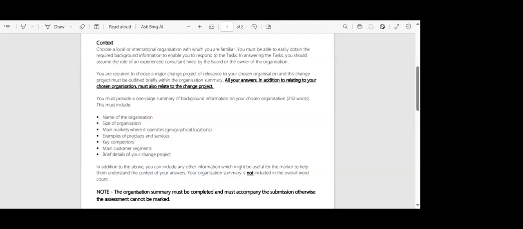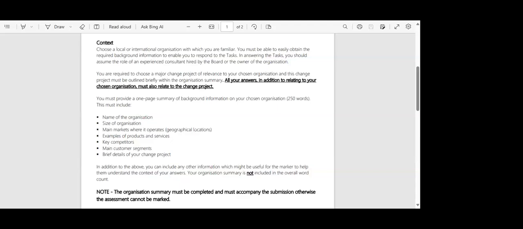In addition to the above, you can include any other information which might be useful for the marker to help them understand the context of your answers. Your organization summary is not included in the overall word count. The 250 words are also excluded, including the table of contents and references.